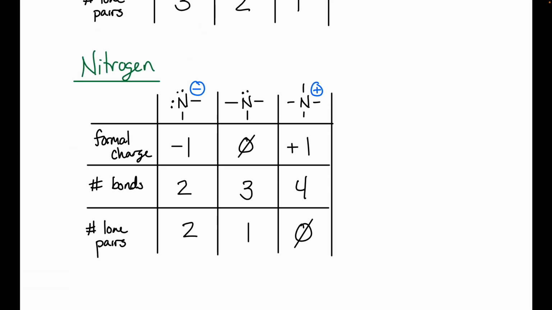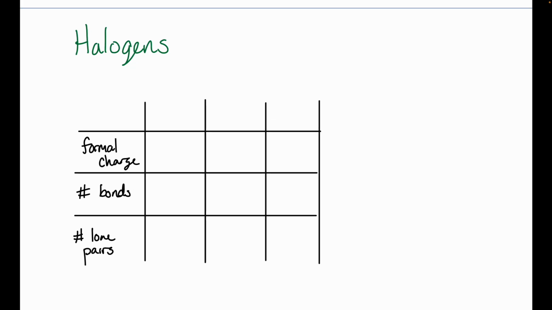We're going to do another one here for our halogens. But I'm going to make you all complete this one on your own. Again, we said fluorine, an example of a halogen, likes to have 1 bond and 3 lone pairs. And you can complete the rest of this chart on your own, exactly as we've done for our previous 2 heteroatoms.